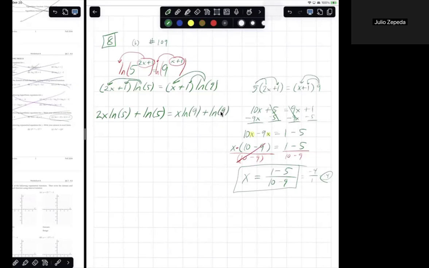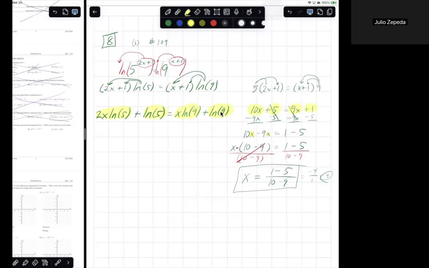Okay, and so you can see the relationship here. 2x times the natural log of 5 is like this 10x, that's 2x times 5. Then there's a natural log of 5, which is just like the 5 earlier. x times the natural log of 9 is similar to x times 9, or 9x. And finally, this number here is similar to that number there. So how do we solve this equation for x?